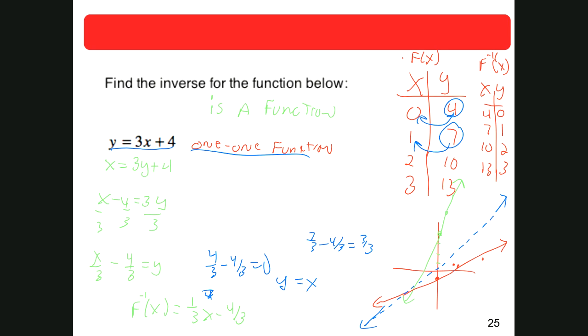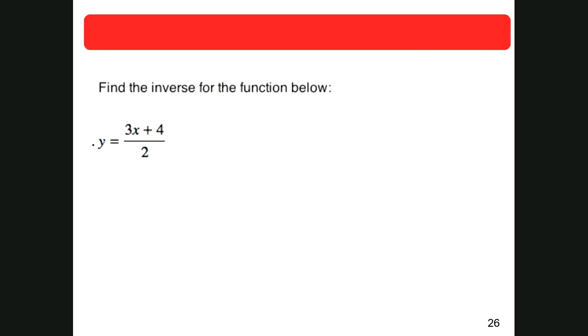So inverse functions are fairly easy to do. Algebraically, trying to find them, really easy to do. So not a lot of hard stuff this week. All right, let's take a look at another one.